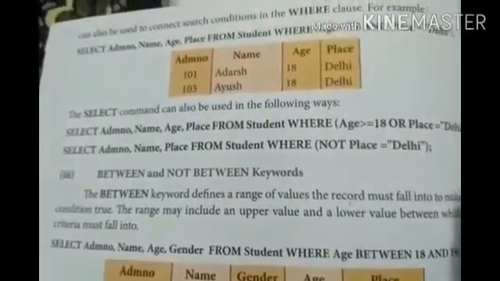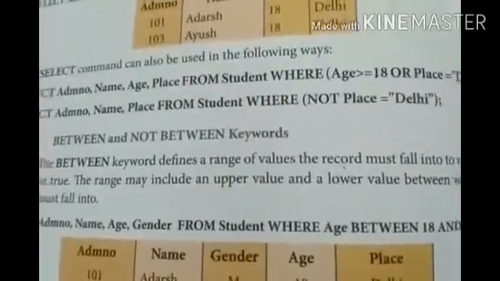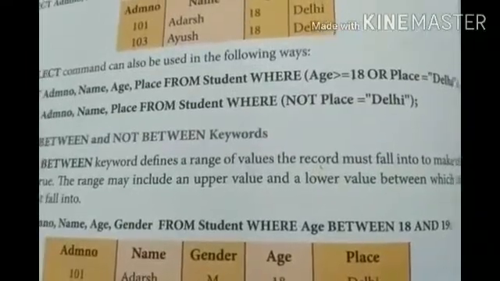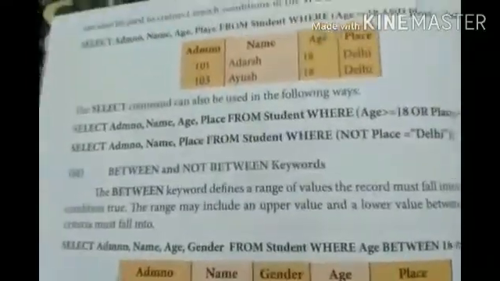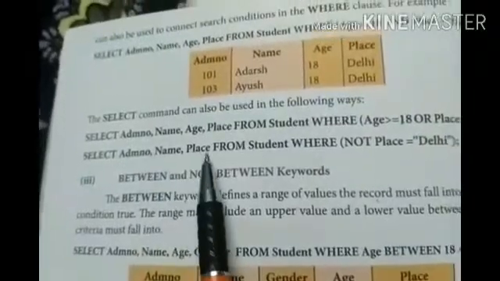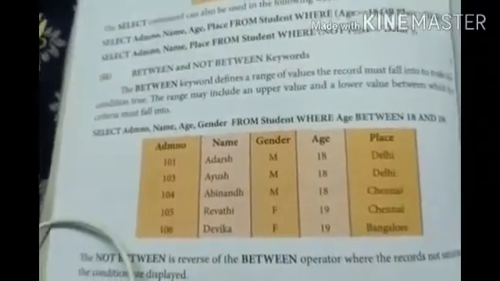So those places having the value Delhi are excluded, and apart from that all the records are displayed with 3 columns: admission number, name and place. And then next, in your book they have given NOT, which you have seen, and then BETWEEN.